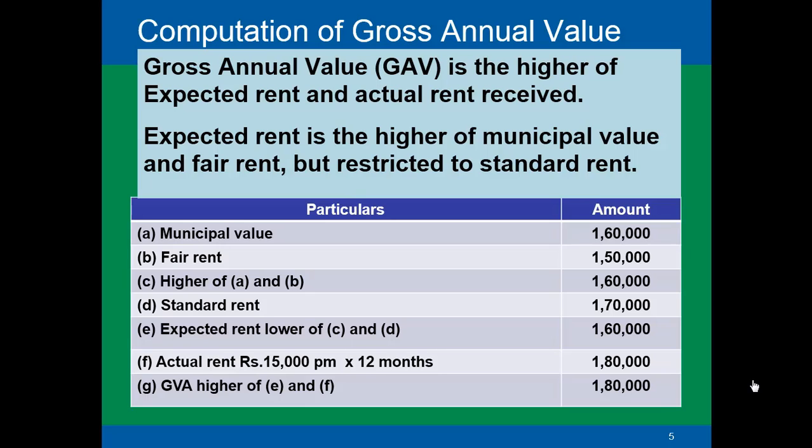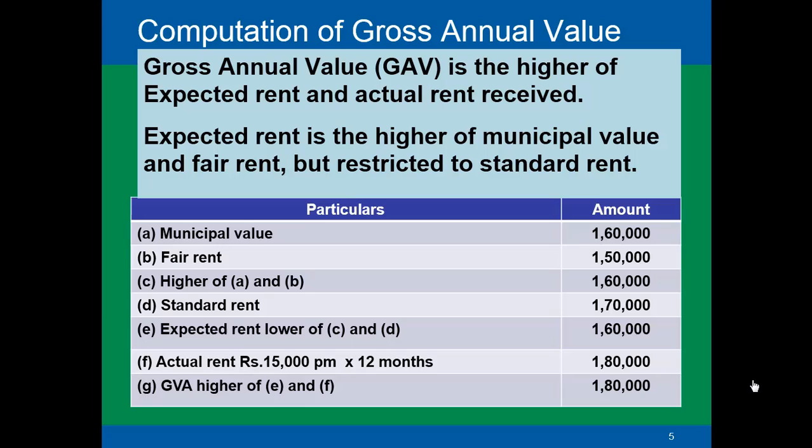Municipal value of the property is 1,60,000 and the fair rent is 1,50,000. So higher of A and B, which is the municipal value or fair rent, is the municipal value of the property, which is 1,60,000. Now the standard rent given in the question is 1,70,000. So the expected rent would be the lower of C and D. Lower of C, which is 1,60,000, and D, the standard rent of 1,70,000, is 1,60,000. So expected rent would be 1,60,000.